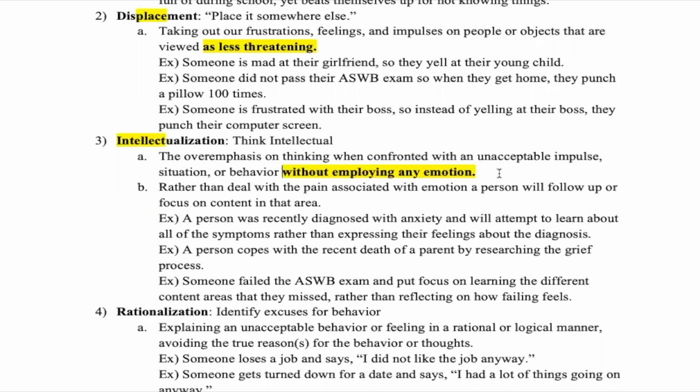Because a lot of times people are going to be emotionally harboring things, which could cause them to be less likely to pass than if they were to actually express their emotions in a healthy manner rather than trying to intellectualize things, which could lead to less favorable results.